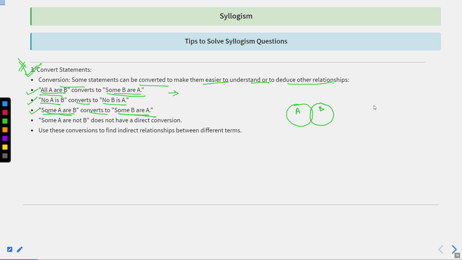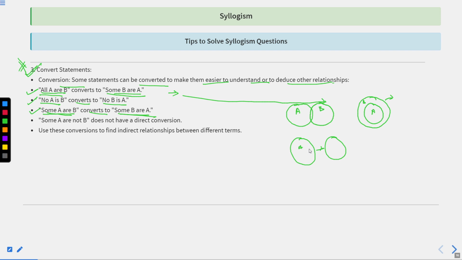In the same manner, if this is the representation of A and this is B, what you can derive from this particular statement, my dear student, that all A are B. Also, you can derive from this statement that some B are A. And in the same manner, if it is saying that no A is B, then this diagram would be represented as this is A, this is B, and there should be a difference between the two.